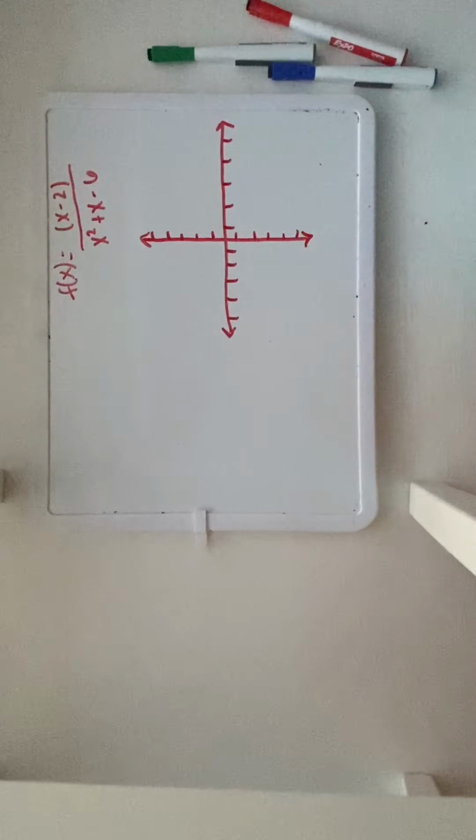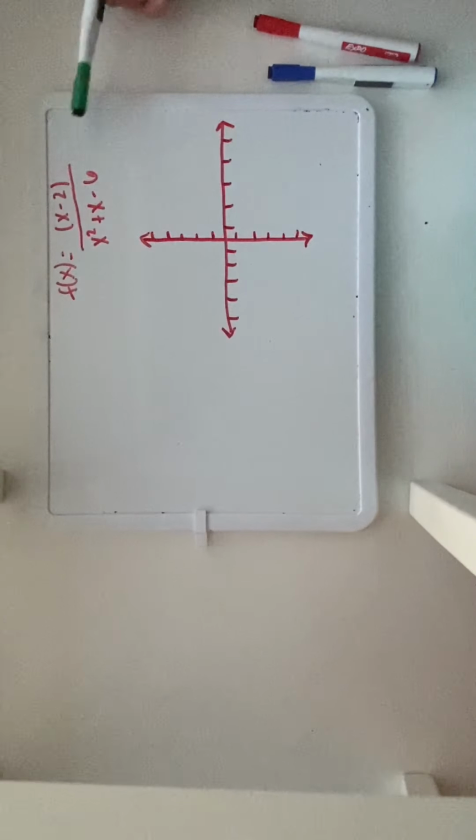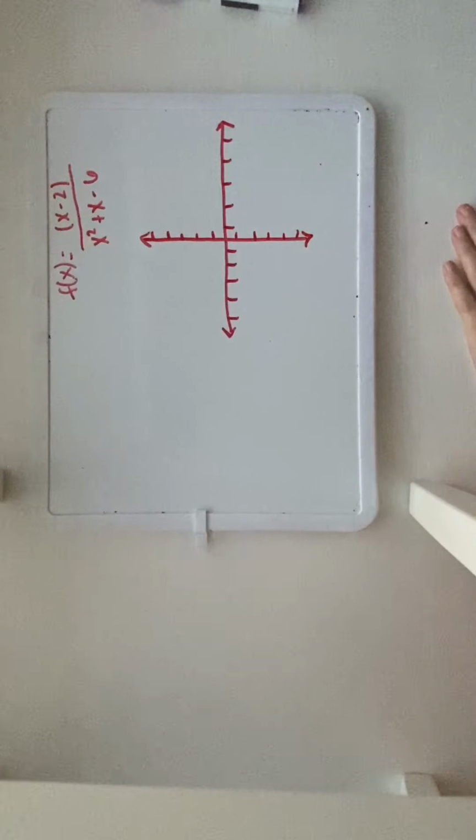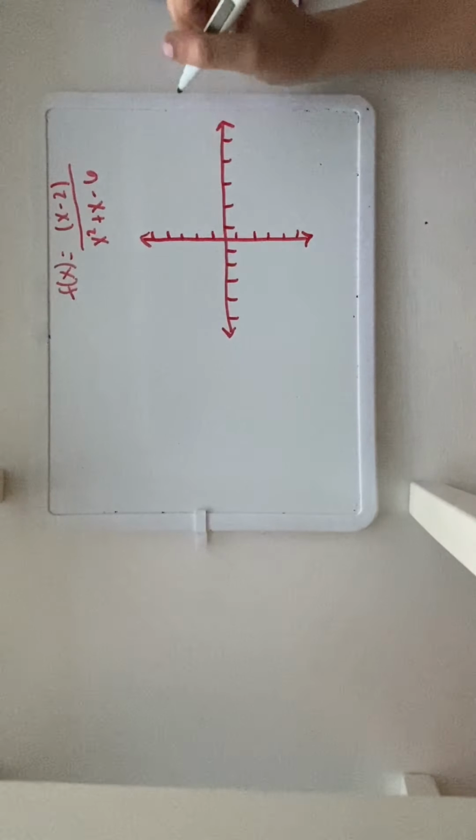Okay, so for example 3, I chose to do this equation. It says that we need to sketch the graph, identify domain and range, all asymptotes, removable discontinuity, and if there is a y-intercept. So first what we're going to do is find the vertical asymptote.